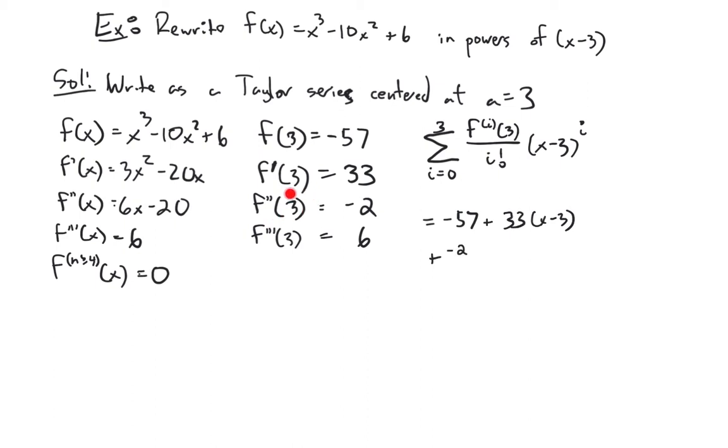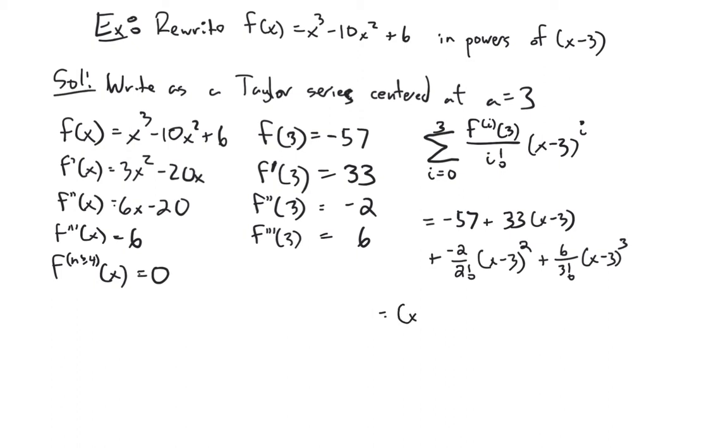So the second derivative evaluated at 3 is negative 2 over 2 factorial times x minus 3 squared. And then finally plus 6 over 3 factorial, our third derivative evaluated at our center 3, times x minus 3 cubed. And we can simplify this. So we can see that 3 factorial is 6, so we have 6 over 6, that's just 1. And I'll write these in descending powers.